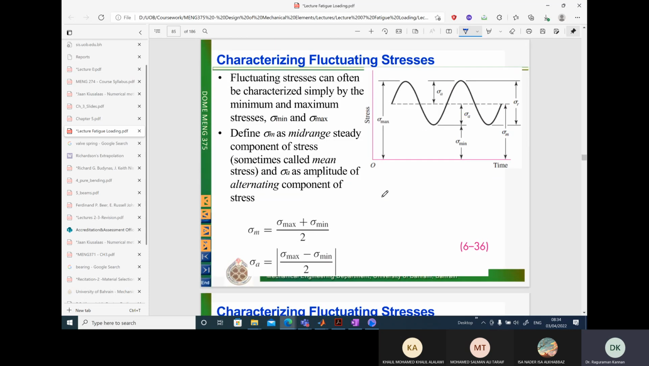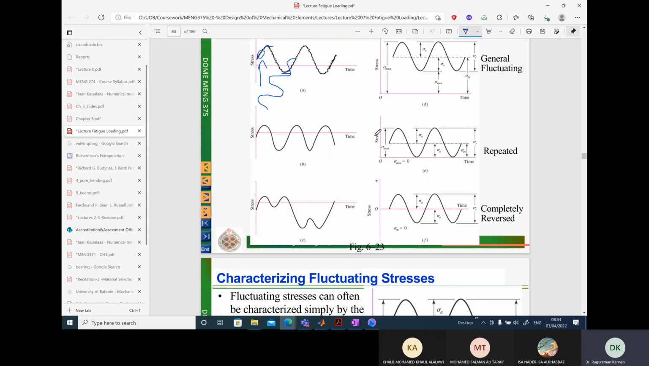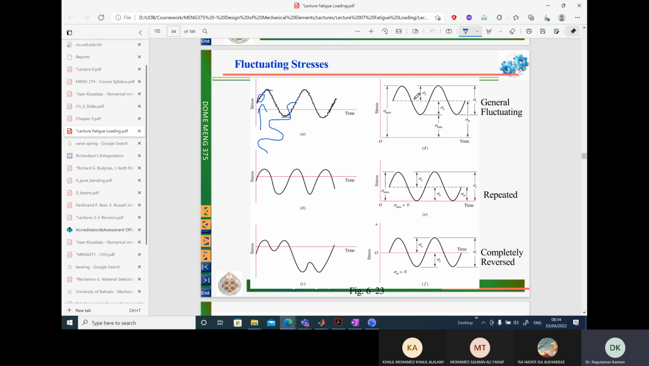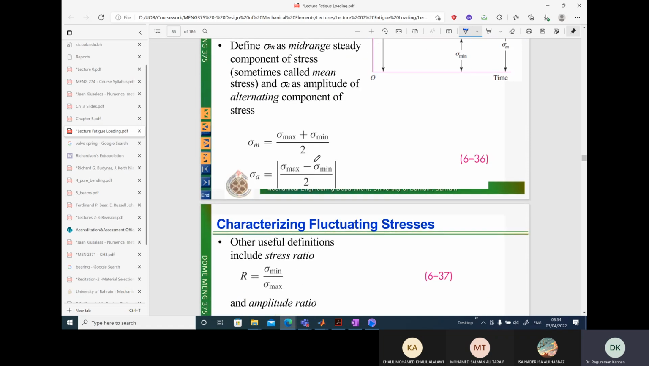Okay, so first let's define what the amplitude and mean stress are. The amplitude is always positive. What does that mean? From the mean stress value to the maximum value, whatever the difference is, that difference is called the amplitude. This amplitude will always be positive, whether your loading pattern is on the negative axis at the bottom, or on the top. In both cases it has to be positive, and therefore we put it with an absolute sign. The amplitude of stress is always positive.